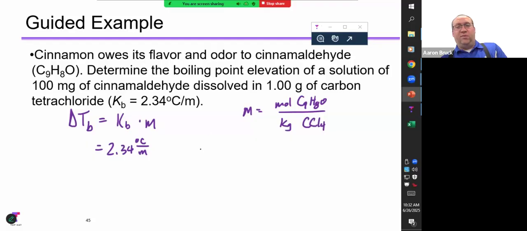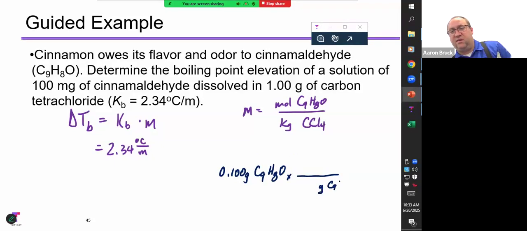Now for that, we're going to have to do a little bit of extra calculation because we can see that we only have a mass, 100 milligrams. We don't have a molar mass yet. We certainly don't have moles. So 100 milligrams is 0.1 grams of cinnamaldehyde, C9H8O, and we want to turn that grams into moles.